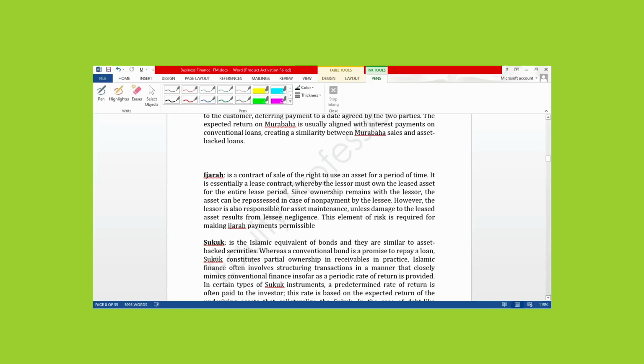Let me illustrate this briefly. Government can issue Sukuk bond to construct a hostel at University of Lagos, Lagos State University. Government wants to construct a hostel. Government now issues Sukuk bond to the public. The public, investors, now subscribe.